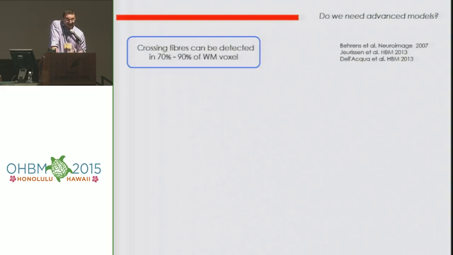Now, I have the answer for that. There are different publications now, and we can clearly say that between 70 and 90% of voxels in the brain show crossing. And probably even more, because this is only the crossing we can resolve now with our technique. But if we look in more detail, probably we can see even more than that.